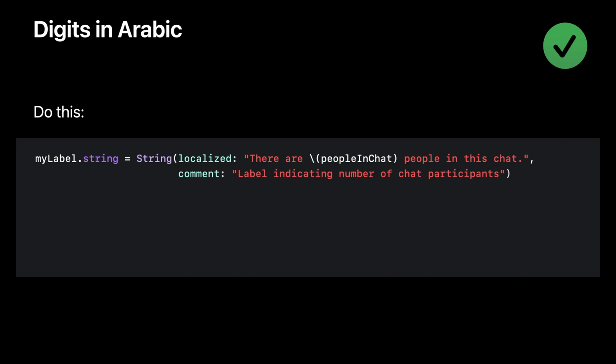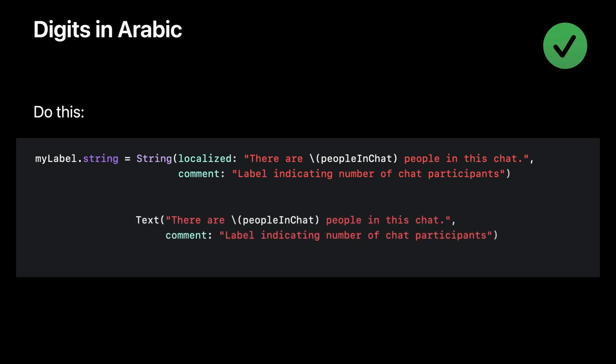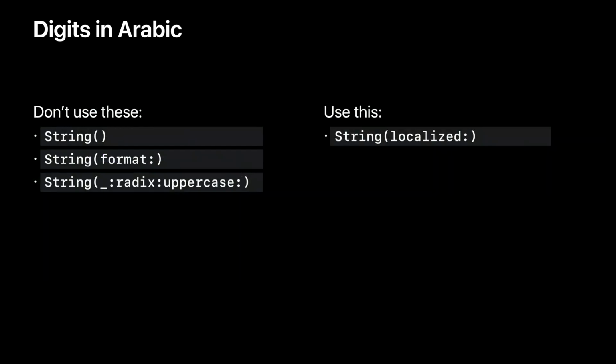The value of the people in chat interpolation here will be rendered with the correct localized digits for the user's locale and preferences. This also works right with text views in SwiftUI. The text view's initializer will also render any string interpolations with properly localized digits. Always use string localized when constructing user-visible strings.